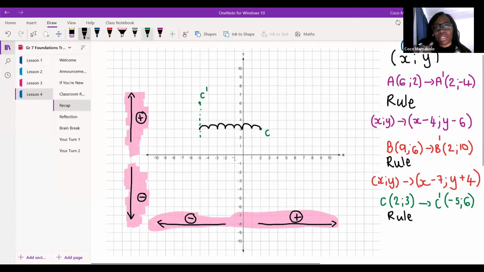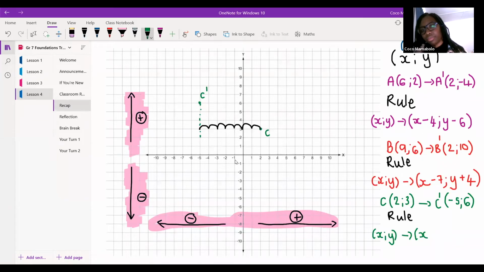We moved how many times? 7 times, ma'am. Good. So I'm going to write here. We're going from X, Y to, what will my rule read here? I'm going to open brackets, and what am I going to say? X, plus or minus? It's minus, ma'am. Good. Minus how many times did we move? 7, ma'am. Good. X minus 7. You see it? Yes, ma'am.